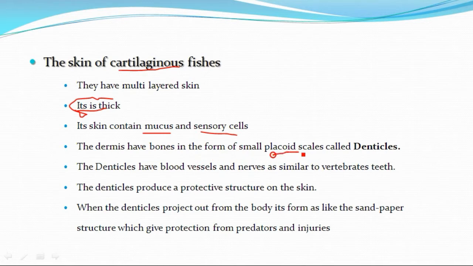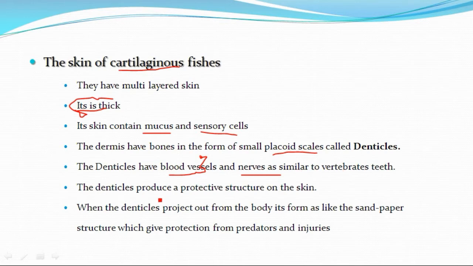Placoid scale is a type of scale present in cartilaginous species. The dermis has bone-like placoid scales, and they give structure to the cartilaginous species. This structure is called a denticle. The denticle has blood vessels and nerve endings present. Like vertebrate teeth, which have blood vessels and nerves, the denticle of cartilaginous species has blood vessels and nerve endings.